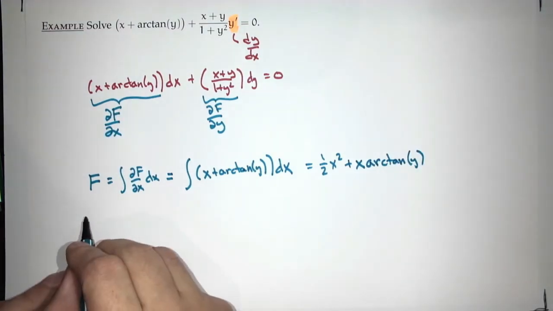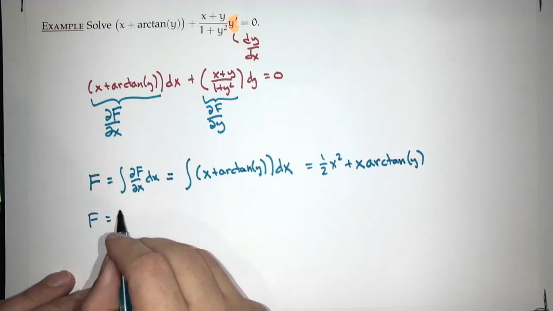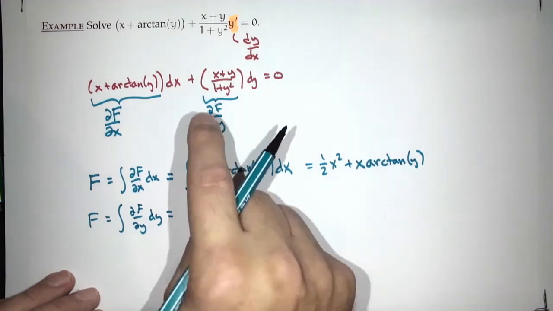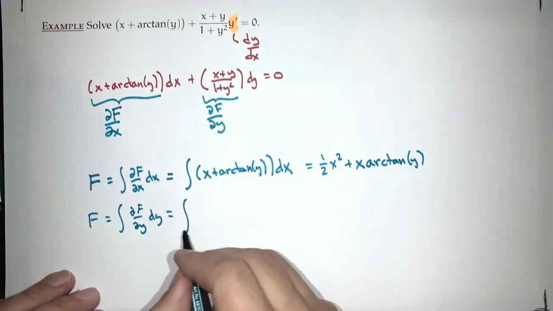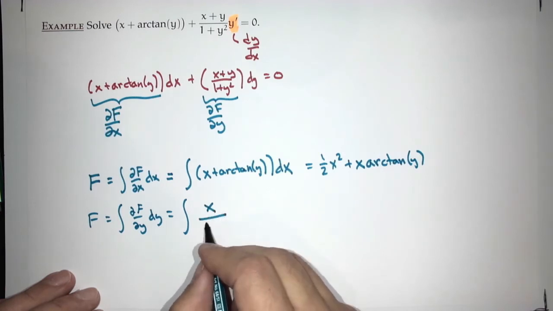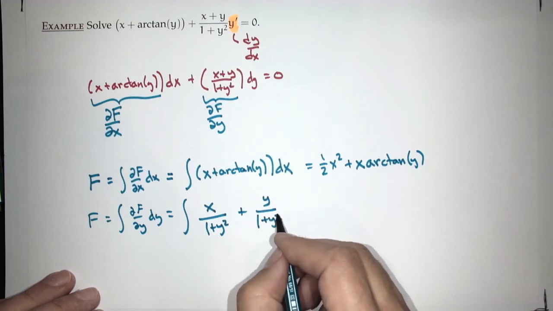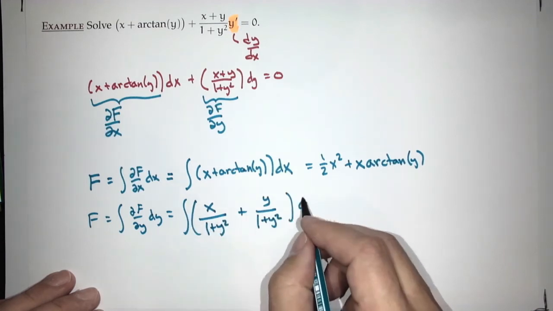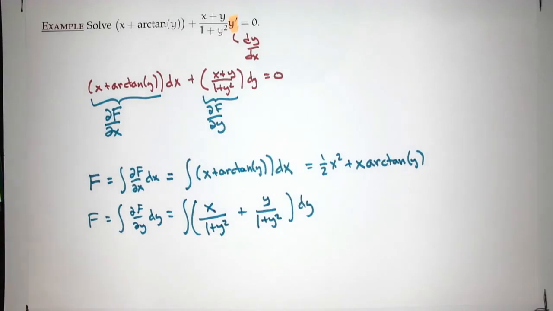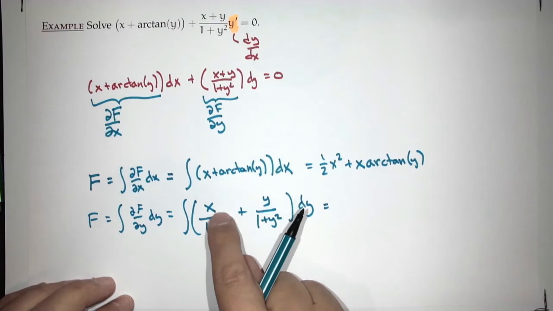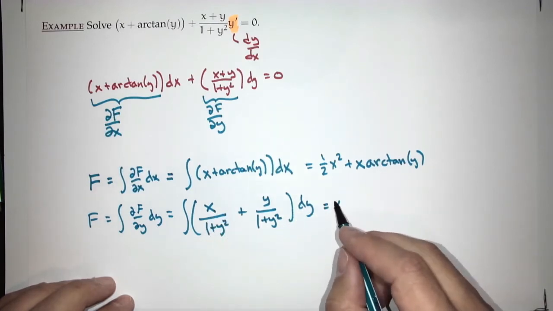All right. Now, the other piece. Partial f, partial y, dy. Well, let's break that up. So x over 1 plus y squared and y over 1 plus y squared. And we're going to integrate that dy. How about this first piece? The integral of x over 1 plus y squared, integrate that with respect to y. What do we get? Yeah, x is a constant, and then 1 over 1 plus y squared will be arctangent.